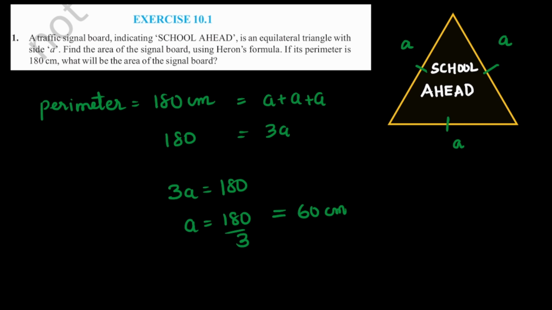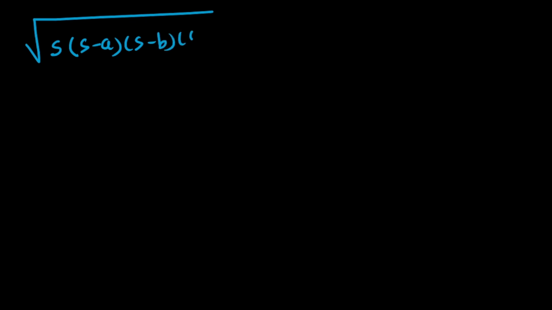Now you need to find the area of the triangle. We'll write Heron's formula first, that is root of S into S minus A into S minus B into S minus C. You have S, right? You already know the perimeter is 180. So S equals 180 divided by 2, the semi-perimeter is 90 centimeter.